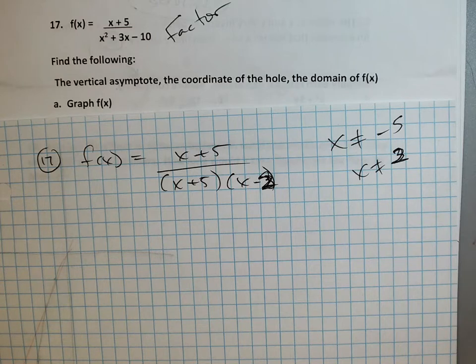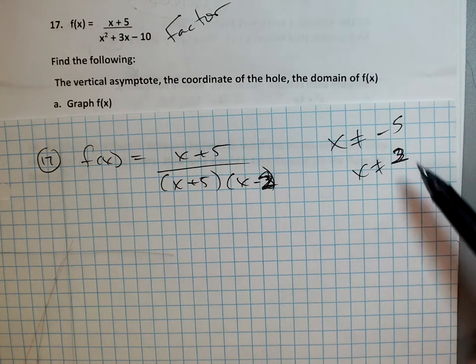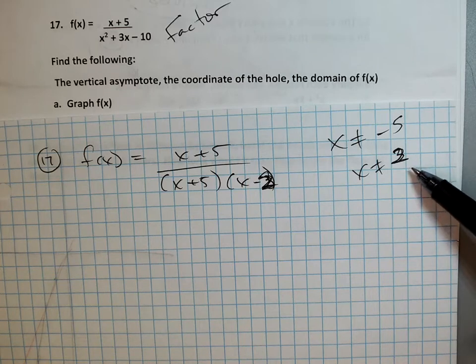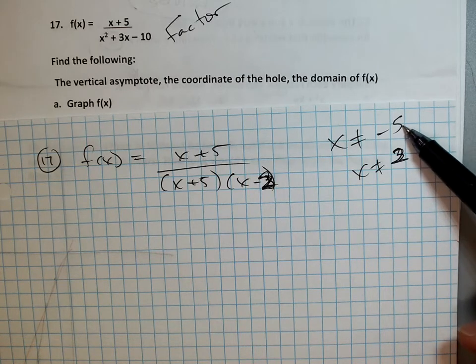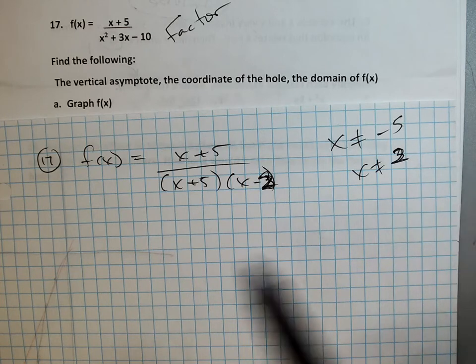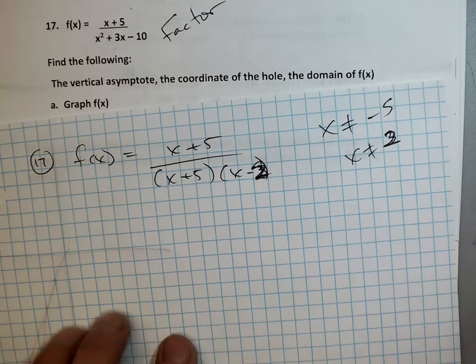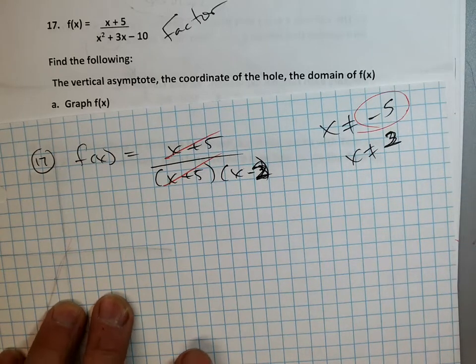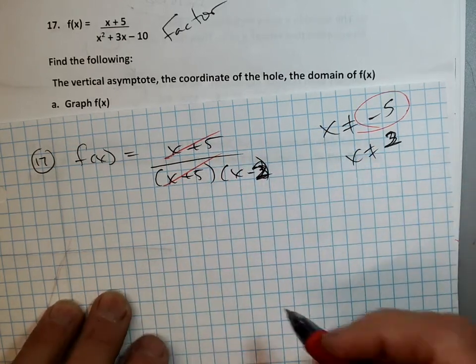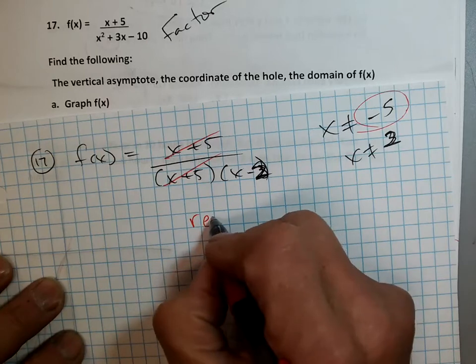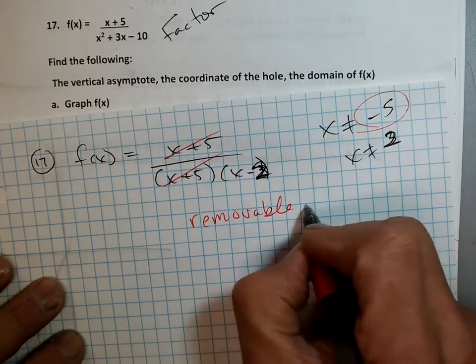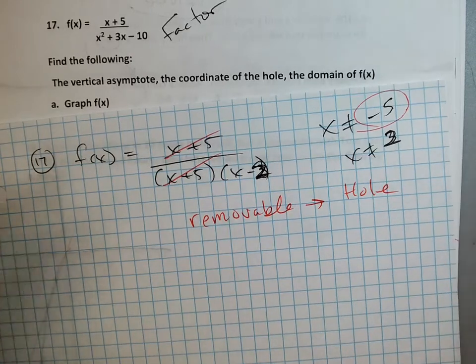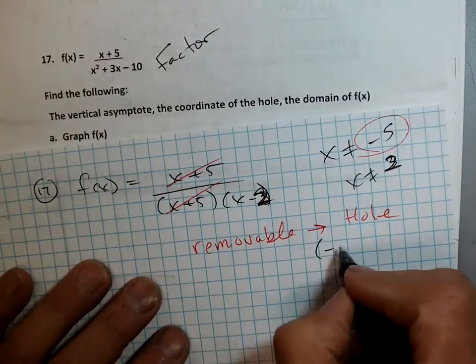Thank you. So, before we go any further, one of these two numbers is a hole, and one of these two numbers is an asymptote. Which one can we get rid of? If I can get rid of this one, then it makes that the hole. So your hole is the removable one, because if I can get rid of the problem, I got rid of the problem. So if it's removable, then it's the hole. So my hole's at negative 5 something.